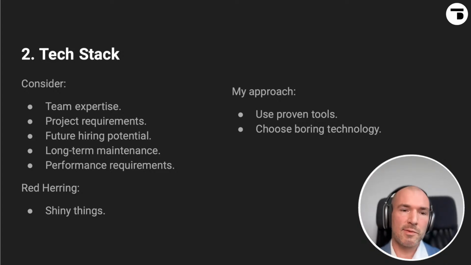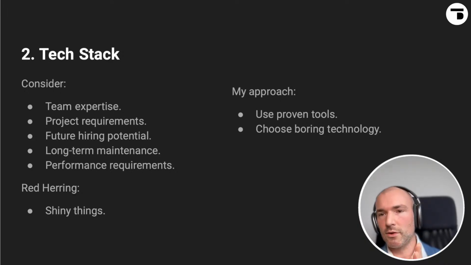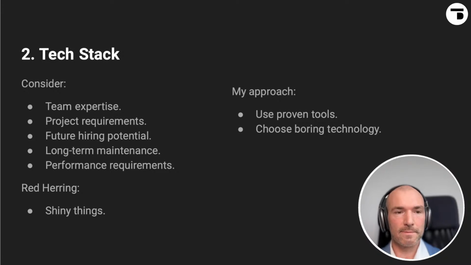So you should consider team expertise, project requirements, how the market is going, how many developers are available, long-term maintenance, your performance requirements. And here the red herring is to chase shiny things and try out new cool technology. My approach is to use proven tools and choose boring technology. It means something that is simple to use, that you've done before, and that you can get productive in, but also taking into consideration the things that I mentioned on the left.